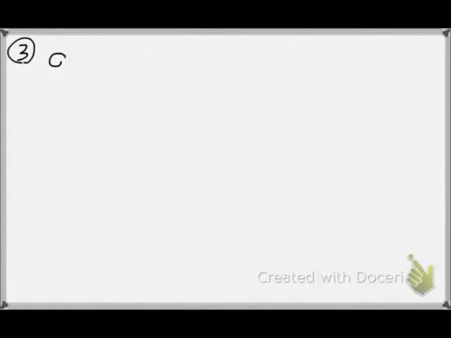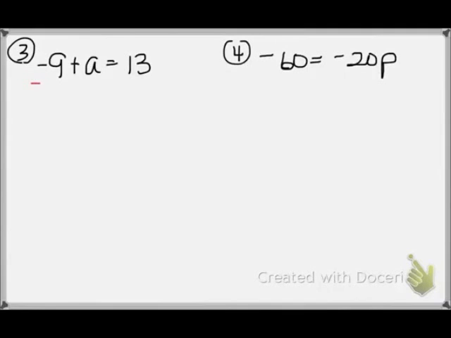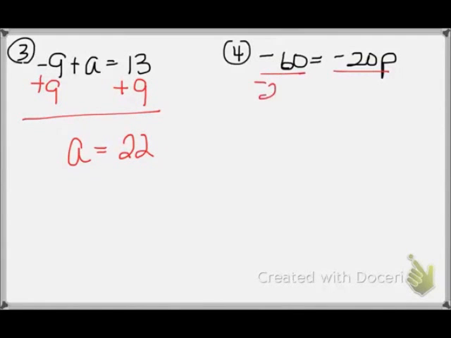Alright, number 3 and number 4. Here they are being printed out. -9 plus a equals 13. And number 4 is -60 equals -20p. Back to number 3. I am adding 9 to both sides. 13 plus 9 is 22.